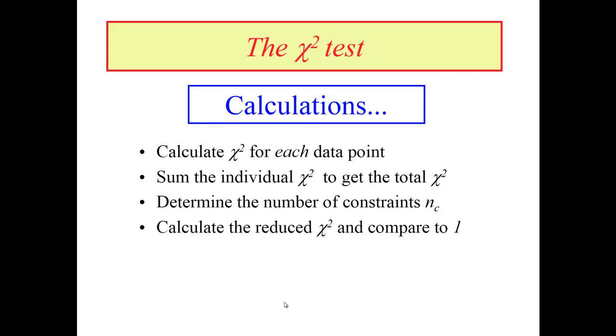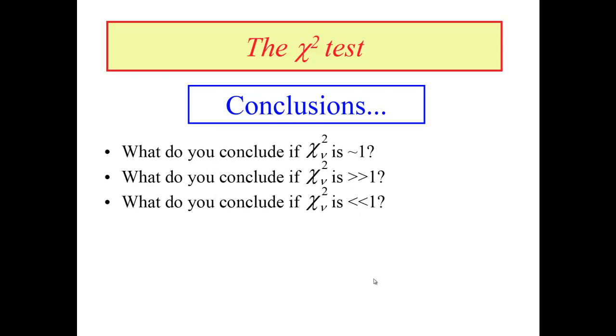So in doing the chi-squared test, here are the steps. Using the equation for which we define chi-squared, we calculate what it is for each data point, each of the terms that's in the sum. We sum all of the individual chi-squared values. That gives us the total. We figure out the number of constraints and take the number of data points minus the number of constraints, which is nu, and calculate the reduced chi-square, which we expect, if the data actually represent a good fit to the parent distribution function, to be about 1. And that's the question. Once we calculate the reduced chi-square, we compare it to 1. And then we think a little bit, based on those comparisons, what conclusions can we draw?